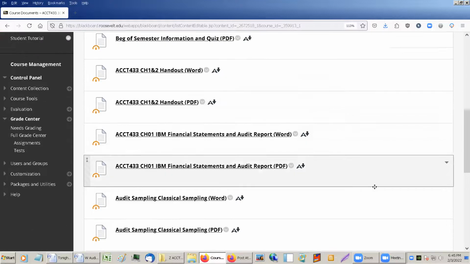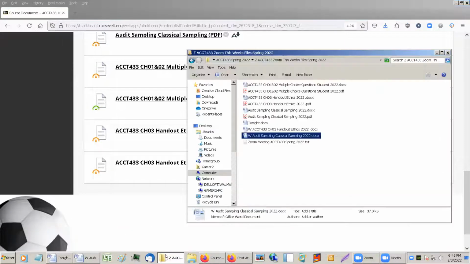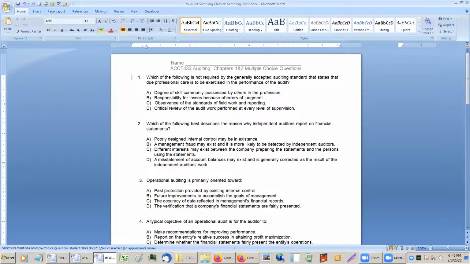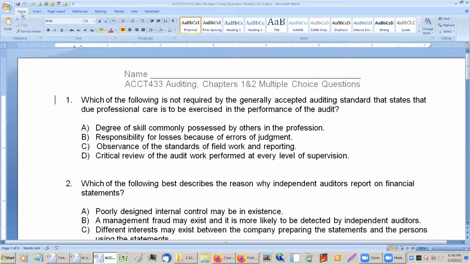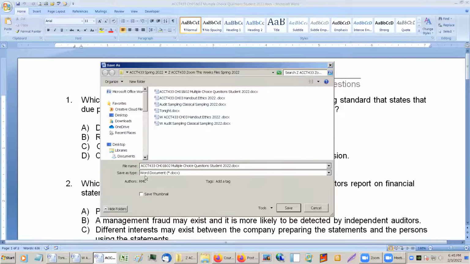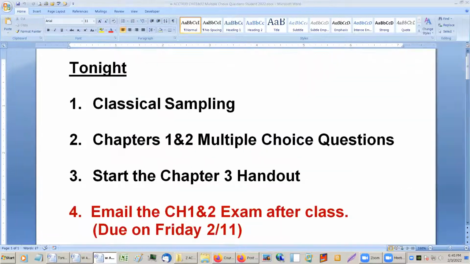All right, the next thing we're going to do are the multiple choice questions, which will be similar to what's on the test. You should have gotten this. If you don't have it, it's in Blackboard. It should also be in your email. And so here's what we're going to do with this.